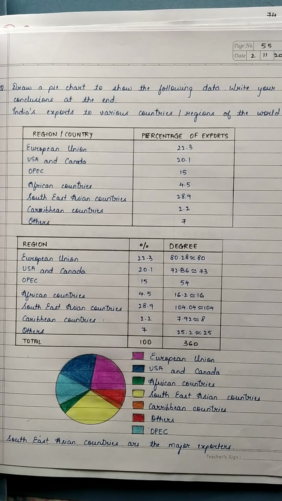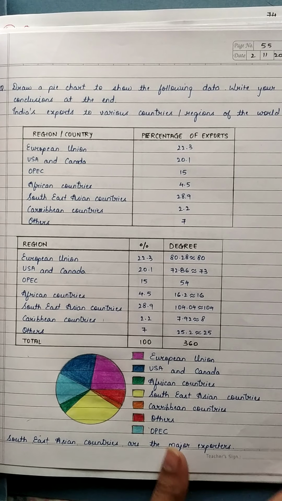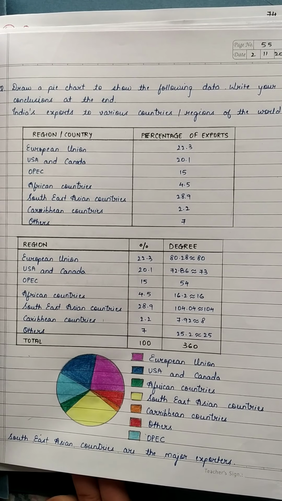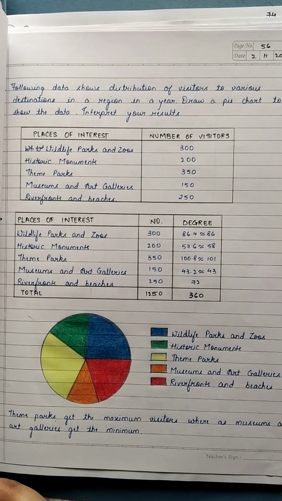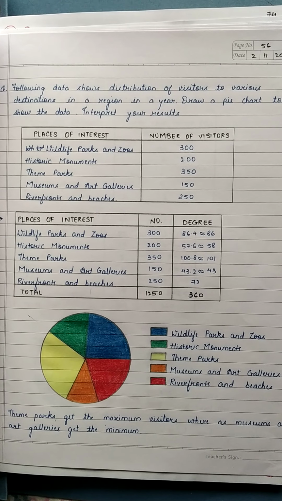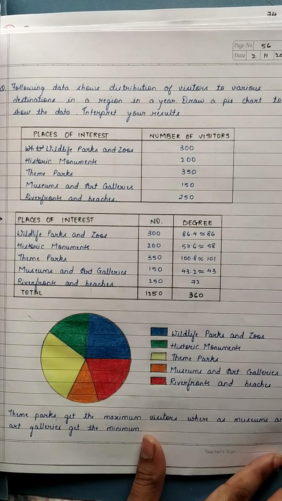Next is draw a pie chart for the following data. So this is how the answer is. You have to convert the percentage into degrees and you have to draw a pie chart, and you have to write the conclusion for it. Again, for the next question, you need to convert the number of visitors into degrees, and then you have to draw a pie chart on it.